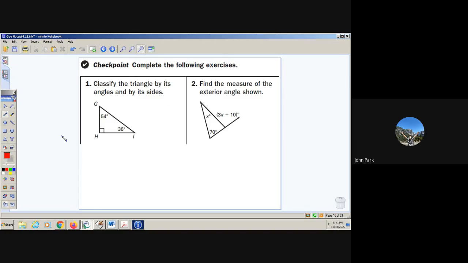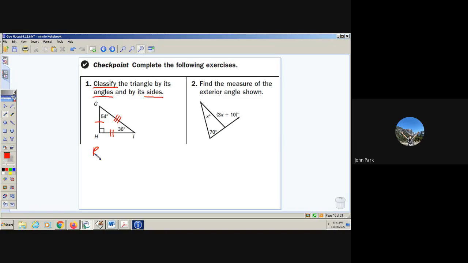So let's do a couple more examples, kind of similar to what we just talked about here. We're going to classify the triangle by its angles and its sides. So the angles, this is a right angle here, and then these are 54 degrees and 36 degrees, so they're all different. So that means these segments are going to be all different lengths, because the angles are different.